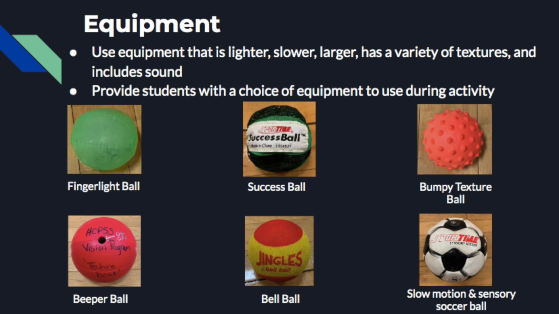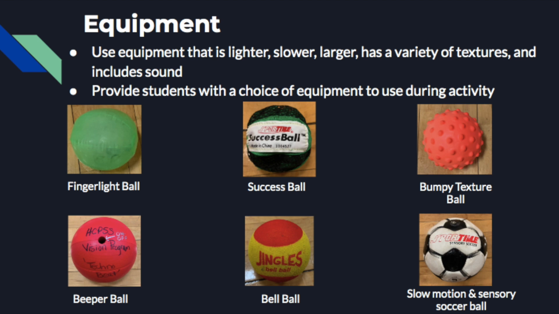A finger light ball is a lighter object that is lighter than a beach ball but heavier than a balloon. These slower moving finger light balls are great for catching and striking skills. A success ball is a small ball filled with foam pieces that is lightweight and is great for throwing and tossing activities. A bumpy texture ball is a light, medium-sized ball that has a grip that is great for catching.